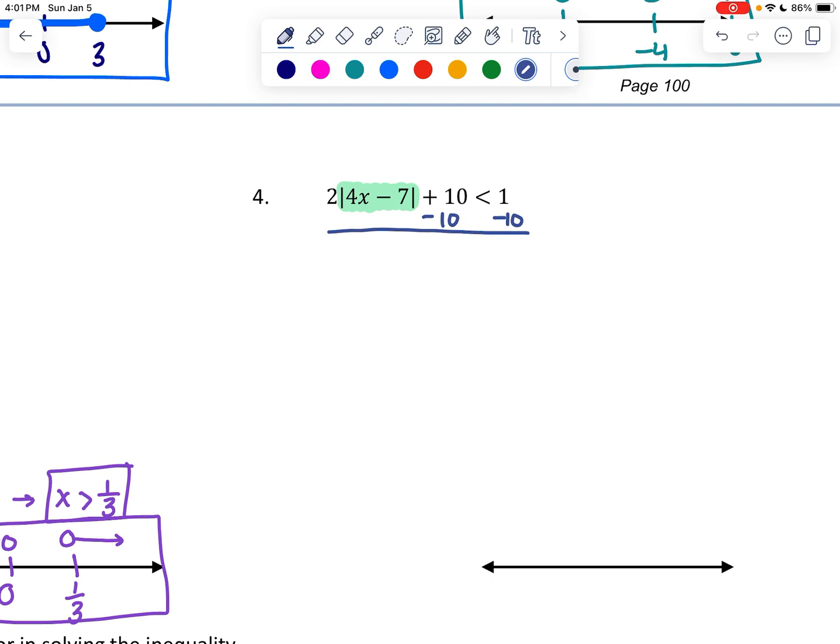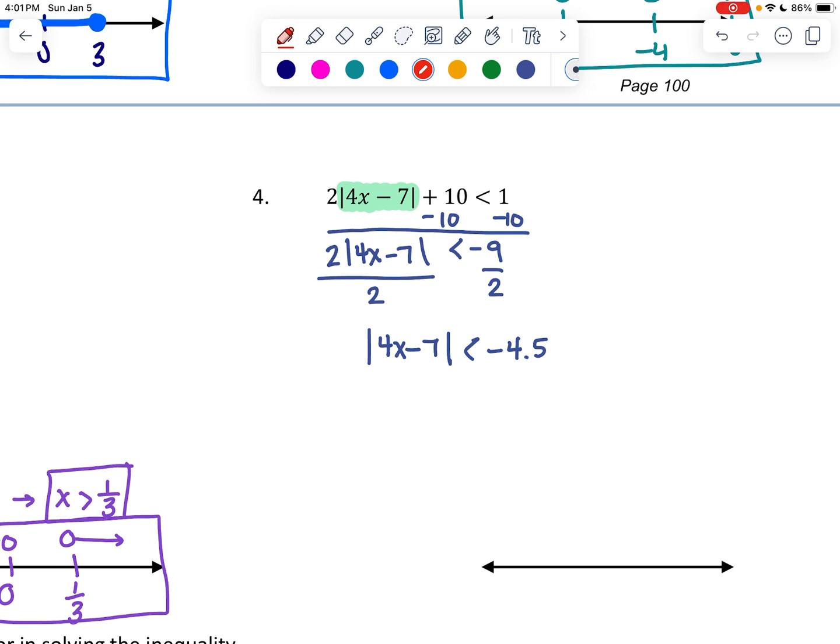Okay. So we have 2 times the absolute value of 4x minus 7 is less than, what's going to be a negative 9. Then I'm going to divide on both sides by 2. So I get the absolute value of 4x minus 7. Whoops, that's not a 7. Minus 7 is less than, that's going to be negative 4.5. You can leave it as negative 9/2 or you can change it. At this point, how far away is negative 4.5 spaces from 0? Your answer should be, this is no solution.